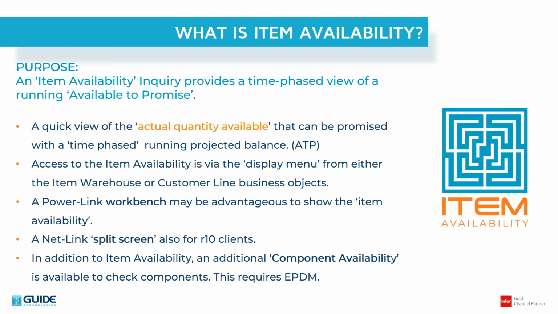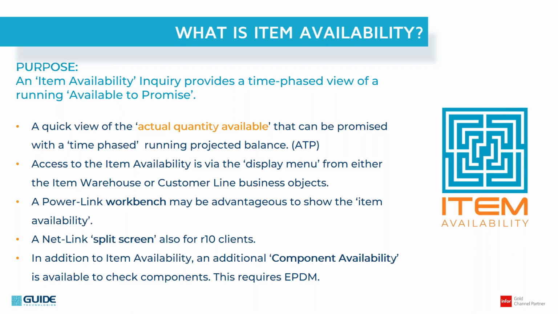You can access the item availability from the display menu, from either the item warehouse or customer line business objects, either one. In PowerLink, of course, what we used to do there was we developed some workbenches, and we developed a workbench here for item availability, and we can certainly do that for you folks as well, so you can avoid the display menu. In NetLink, we can develop a split screen for our 10 clients.